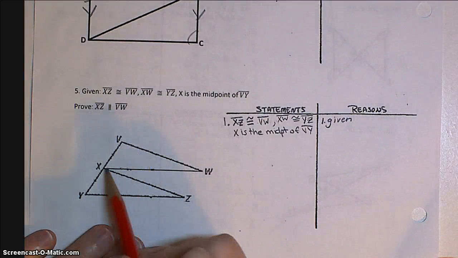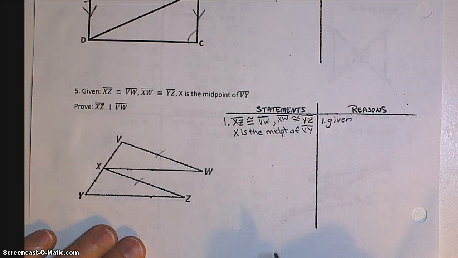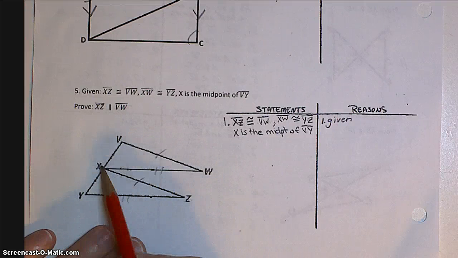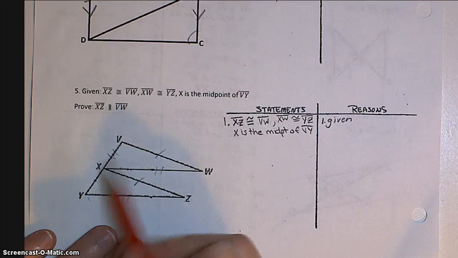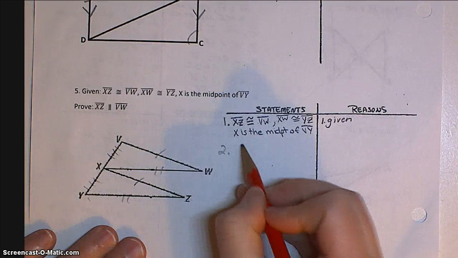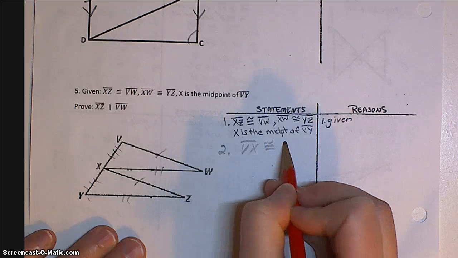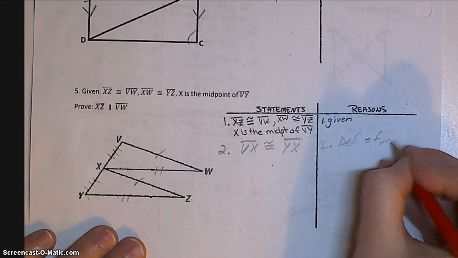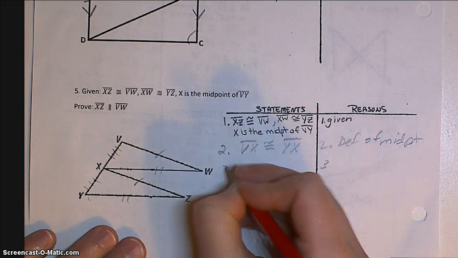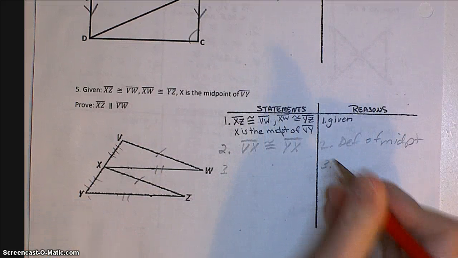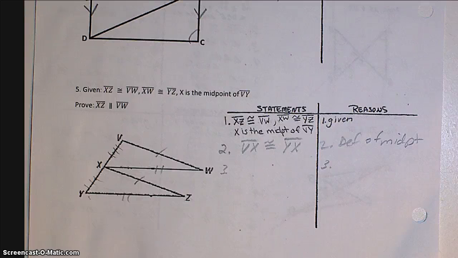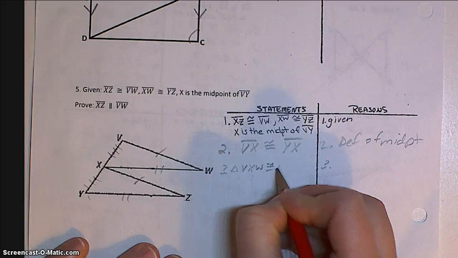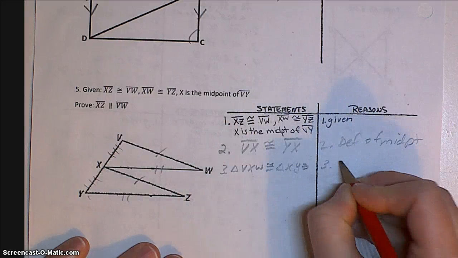So XZ and VW are congruent. XW and YZ are congruent. And X is the midpoint of VY. So that means these have to be congruent. That's going to be my next step. VX is congruent to YX because of the definition of midpoint. Alright, this one's pretty easy to see, side, side, side. It tells me that these triangles are congruent. VXW and XYZ, SSS.